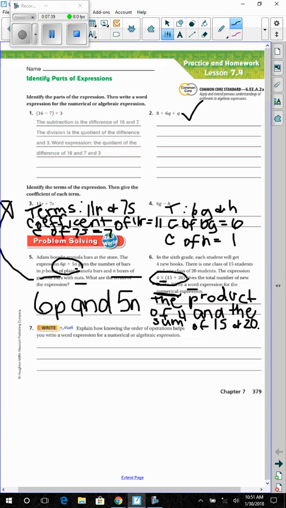Okay, the order of operations. I did not have you guys do number 7, but the order of operations should have this, and you should explain why it is important to use those.